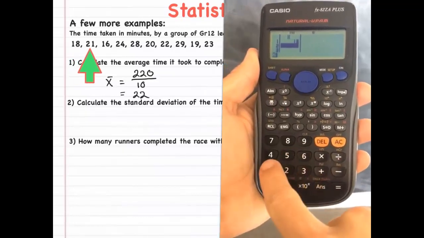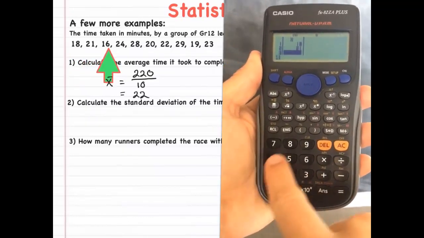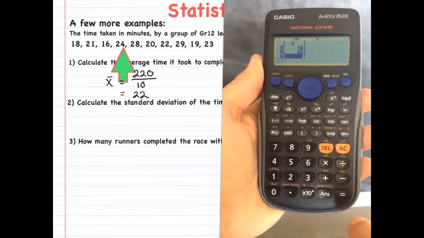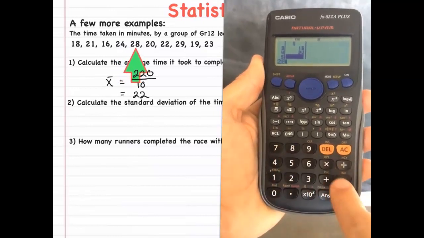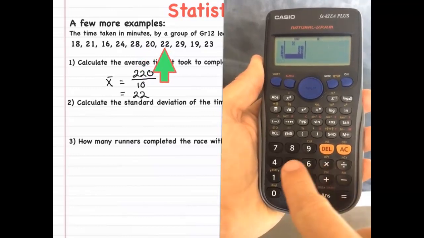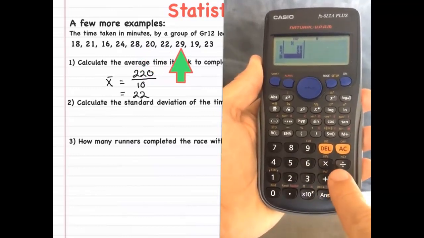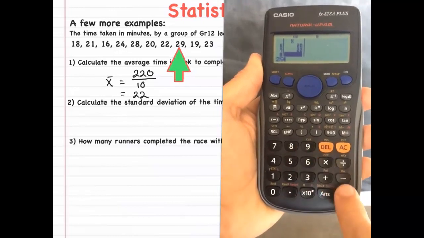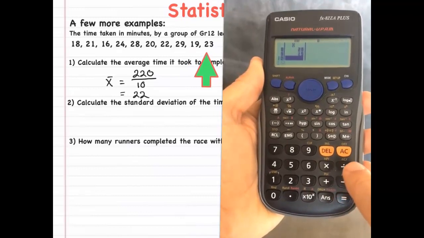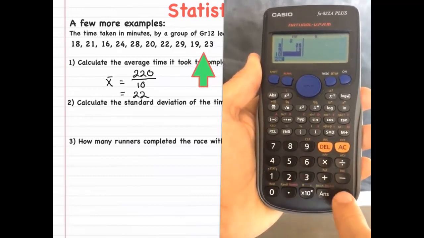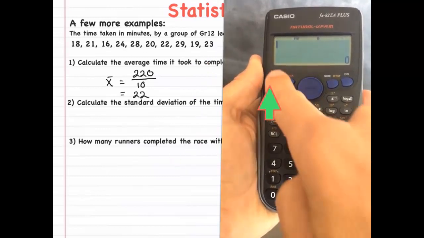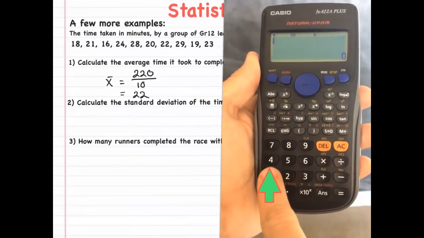So 18 equal 21 equal 16, press the equal button, 24, press the equal button, 28. That's our next one. Then 20 again, and 22, and again 29, and 19, and the last one is 23. So there we go, and then press equal, and then we go and press the off button, then shift, and then we go to the one that says stat.